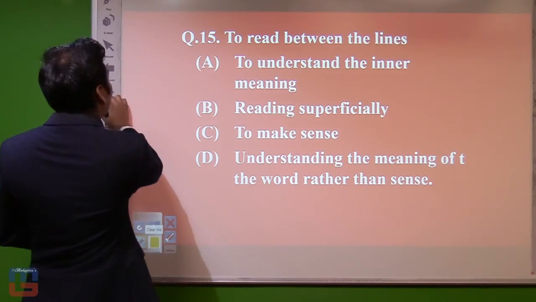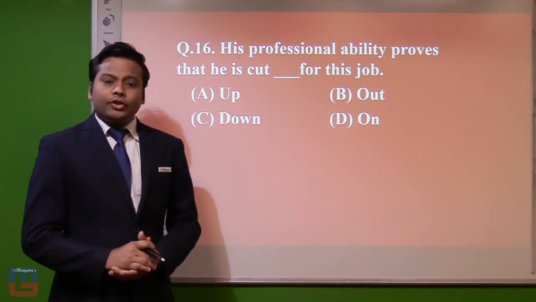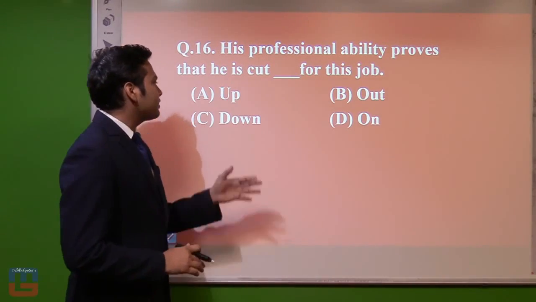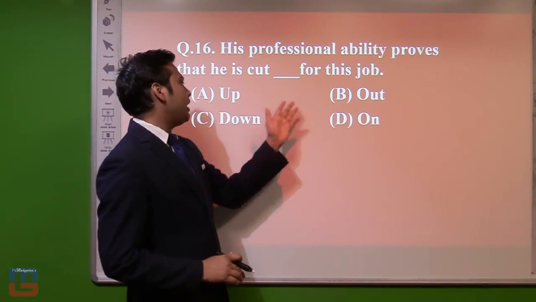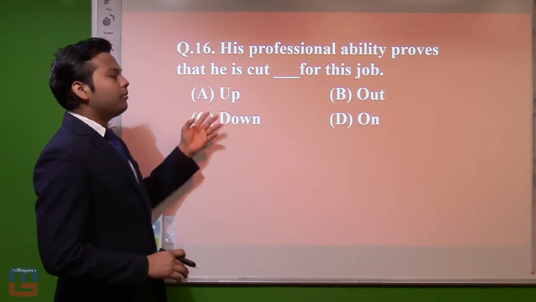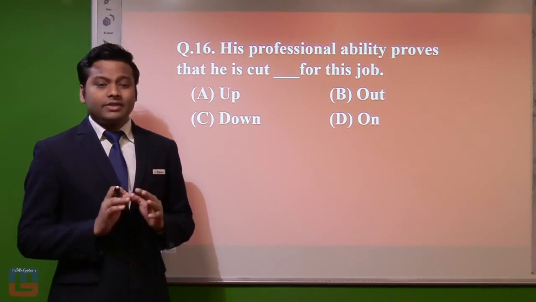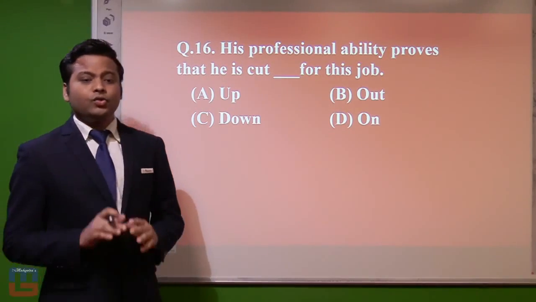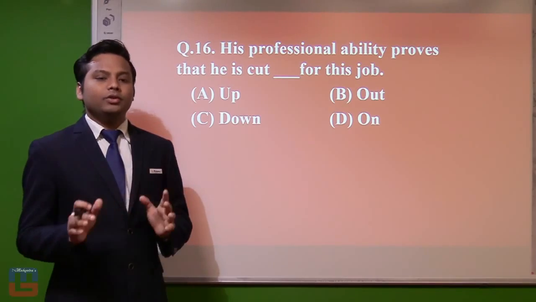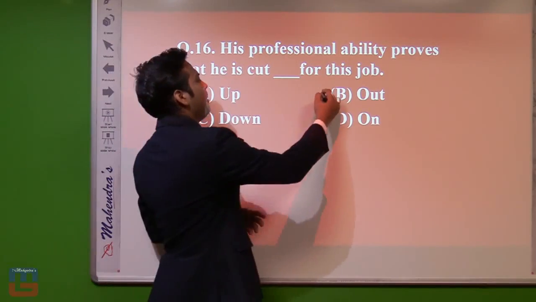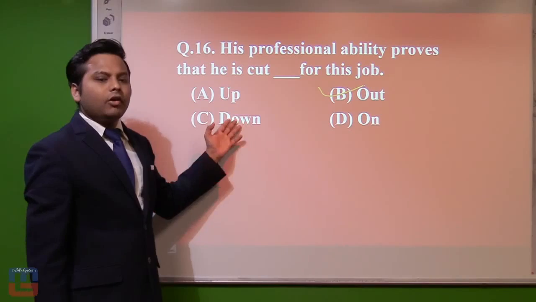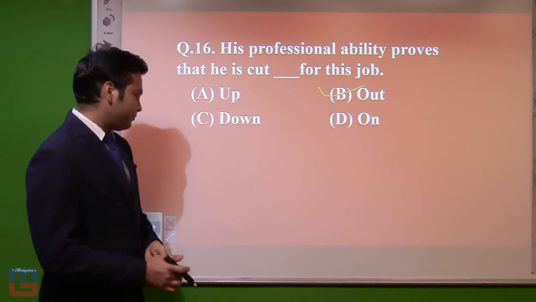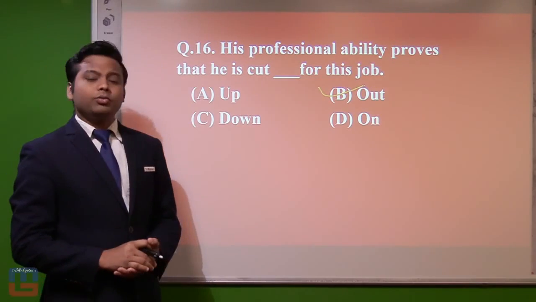On to the next part: his professional ability proves that he is cut dash for this job. We have to fill in the blank with our four options: up, out, down, and on. To cut up means to be distressed or depressed. Cut out means to be suited for. Here cut out should be used because he is suited for this job. Cut down means to lower down. For cut on, we don't have any phrasal verb. So we have our answer in option B.